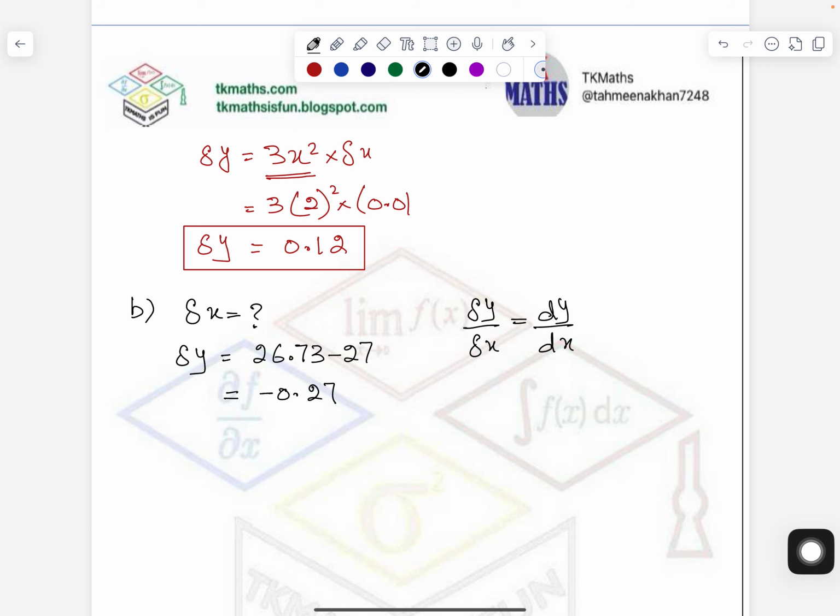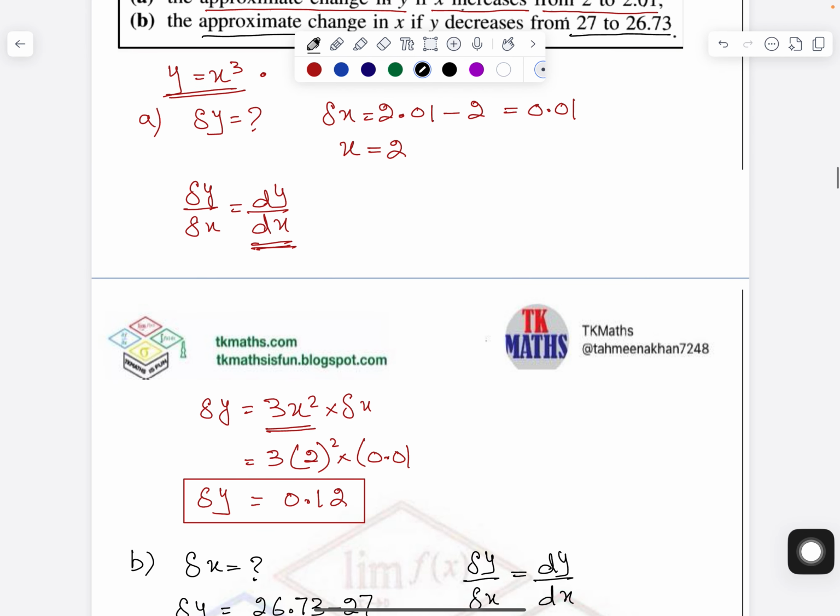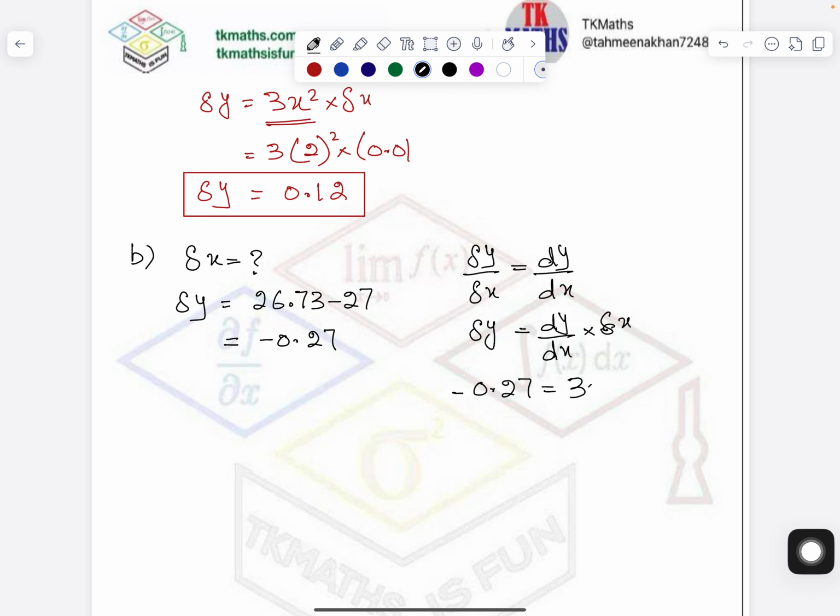Dy over dx means simply differentiate, like we have done in the previous case. So delta y is equal to dy over dx into delta x. The delta y value is minus 0.27 and dy over dx was 3x squared, into delta x. Delta x I have to find out, so it's fine. But what about this x value? I don't have this x value. So what will I do here?